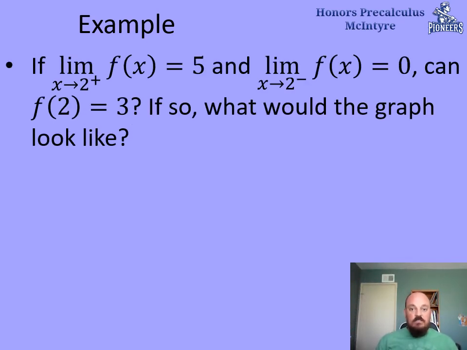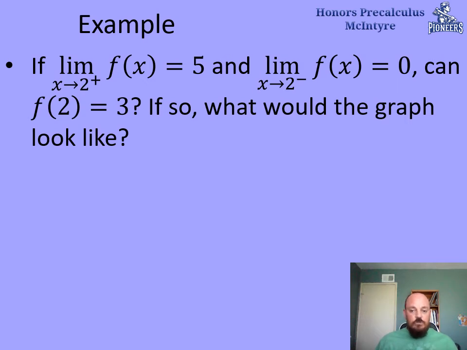Okay, so here's our next example. My question is, if the limit as x approaches 2 from the right, with the plus, is 5, and the limit as x approaches 2 from the left of the same function, f of x, is 0. So we have something like this. We have one of those piecewise functions. They're going to different places.